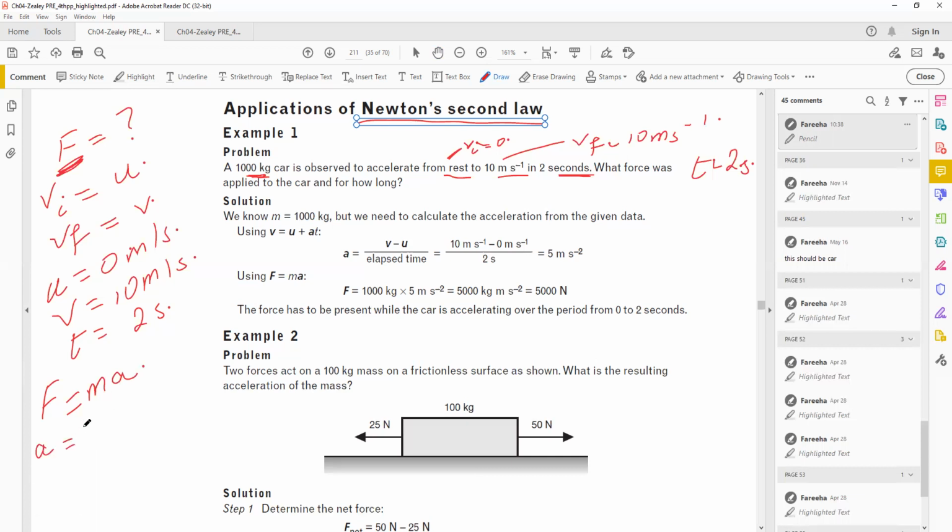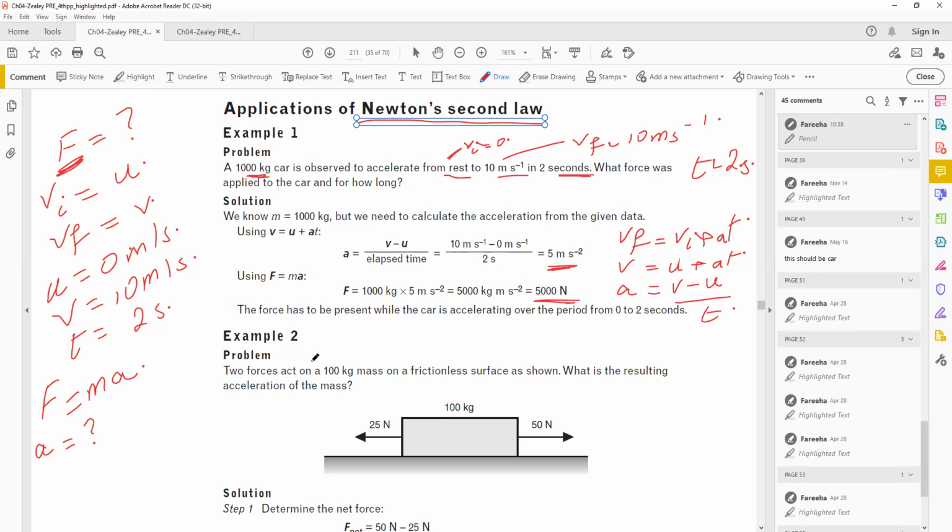In order to find a, we have to identify a formula that will help us. We have a formula that we studied a few pages back, which is VF is equal to VI plus at. But again, according to the symbols in this book, this is v is equal to u plus at. So a is equal to (v minus u) divided by t. The value of v is 10 minus 0 over 2, and you get your answer. You put this value of a in F is equal to ma and you find the force.